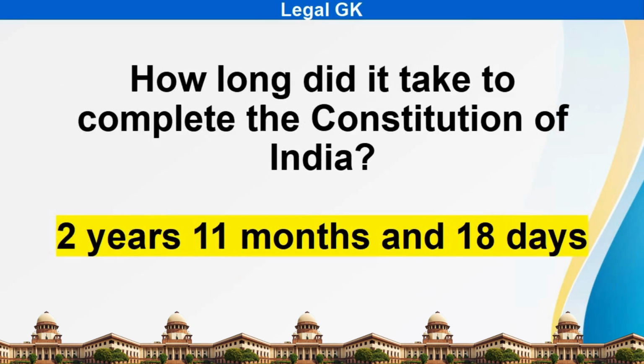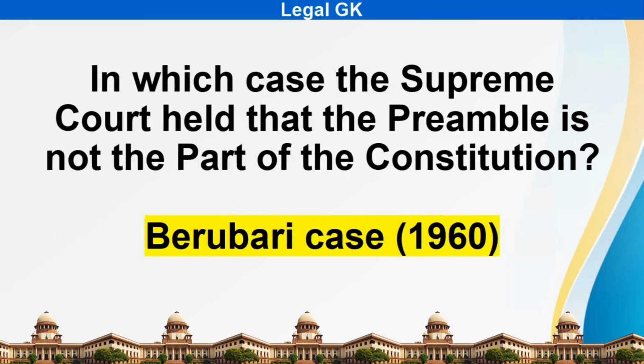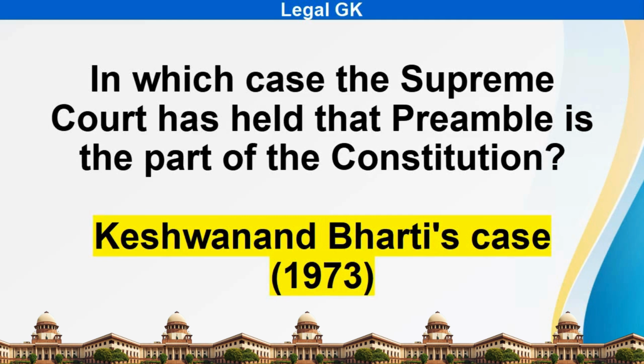How long did it take to complete the Constitution of India? 2 years, 11 months and 18 days. In which case the Supreme Court held that the preamble is not the part of the Constitution? Berubari case, 1960. In which case the Supreme Court has held that preamble is the part of the Constitution? Kesavananda Bharati's case, 1973.